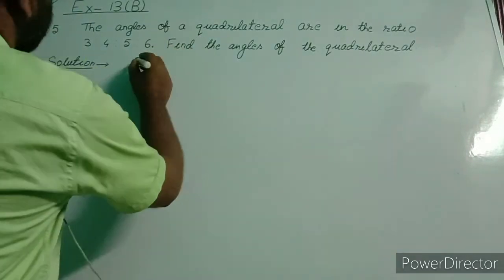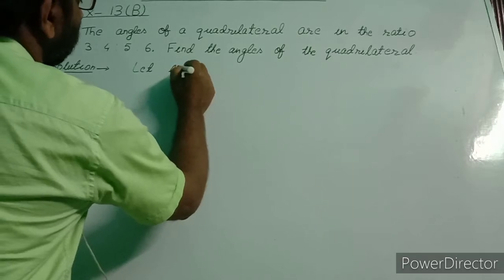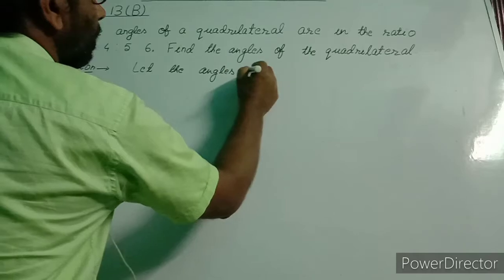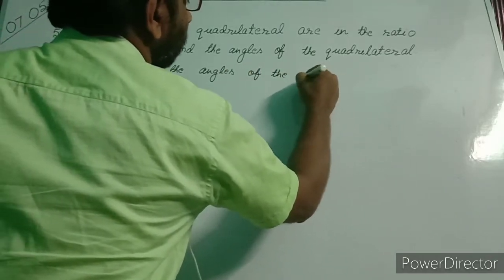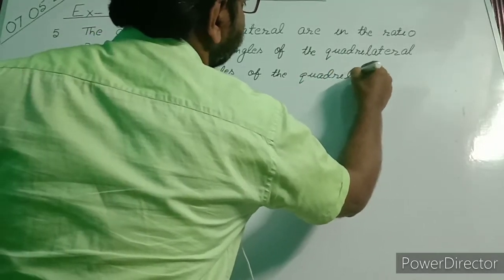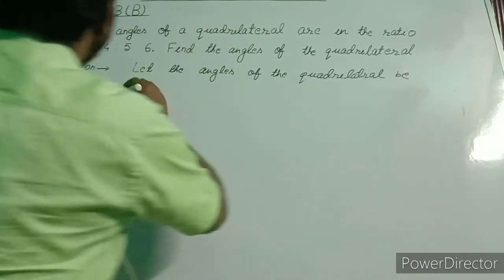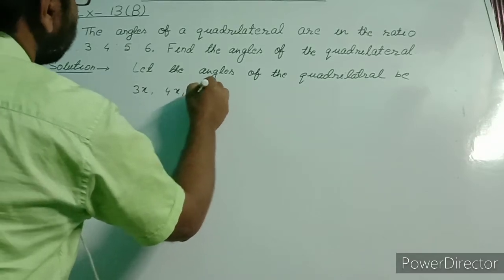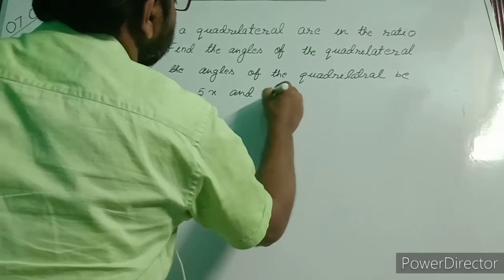Solution: let the angles of the quadrilateral be 3x, 4x, 5x and 6x.